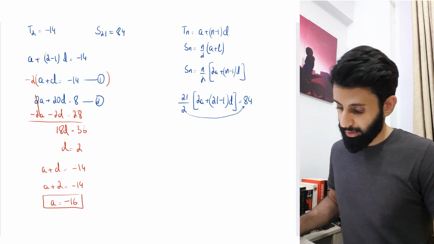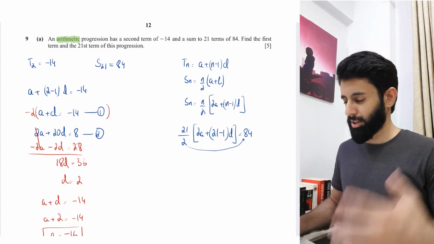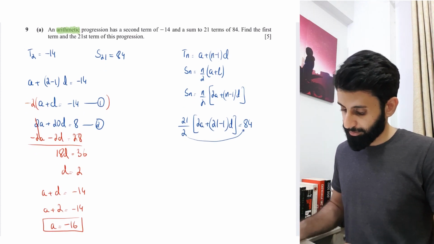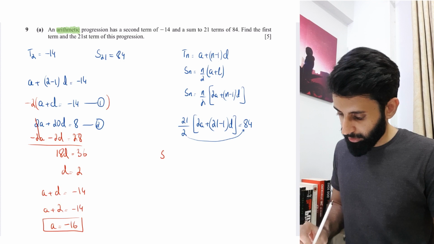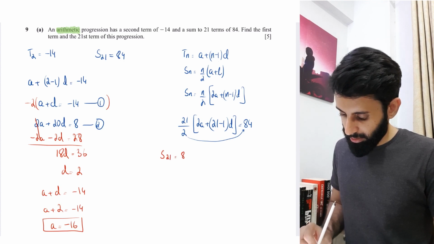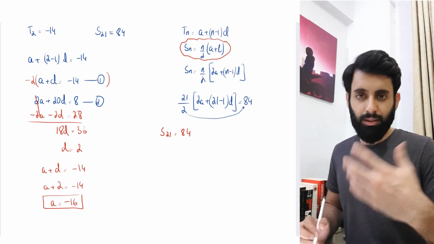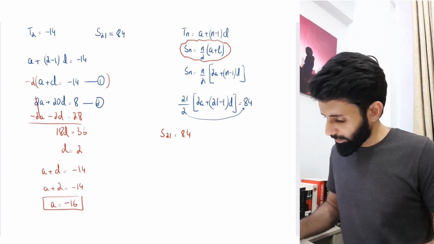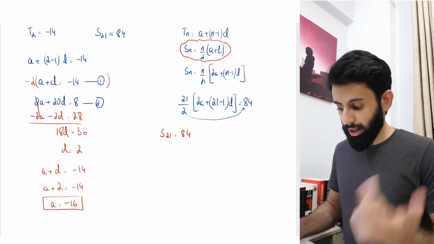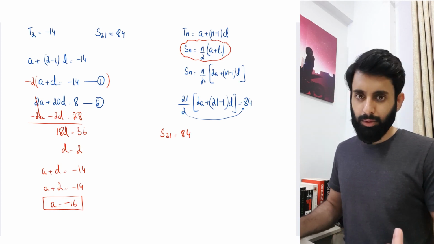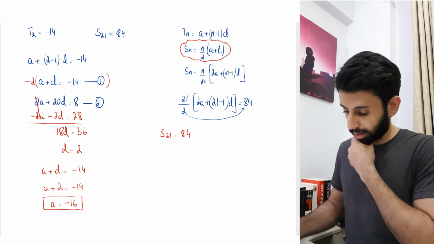Now all I got to do is find the 21st term, which is basically the last term of this progression. So I'm going to come back to this formula, S21 equals 84, and this time I'm going to be using this formula so that I get the last term right away. Although what you can do is use the common difference and the first term and just figure out the 21st term. You can totally do that and you will get the right answer.